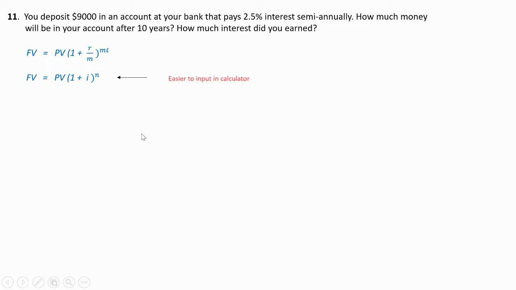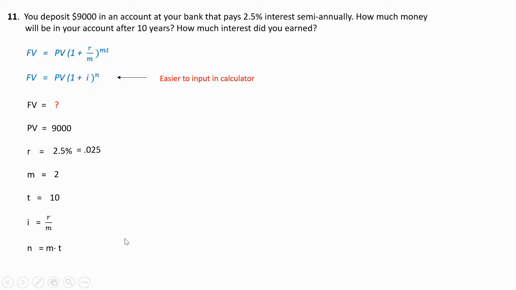So there's 7 things that you have to find. Okay, and this is easier to input in the calculator. There's 1, 2, 3, 4, 5, 6, 7. So we have to extract the information from the word problem. Again, here it says how much money will be in your account after 10 years. So we're looking for the future value. So the 9,000 will be your present value. The 2.5% will be the interest rate, converted to a decimal, 0.025. The M stands for how many times it's compounded per year. Semi-annually stands for 2. The time in years will be 10.